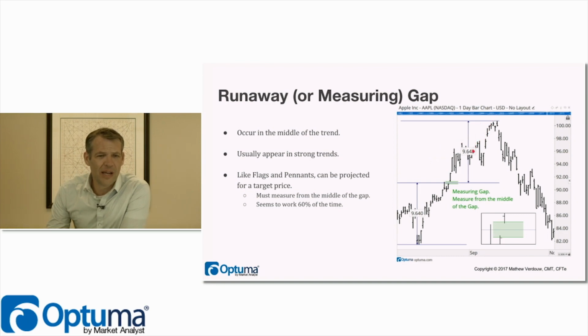I think mine may have moved slightly by 0.008, but nevertheless, you can see that that target there was reached very easily. These seem to work about 60% of the time. So when you get a gap like this, you can measure and have 60% assurance that it's going to get to that point.